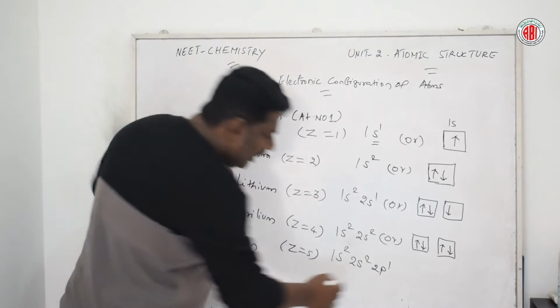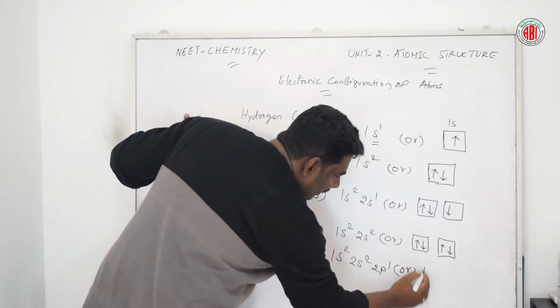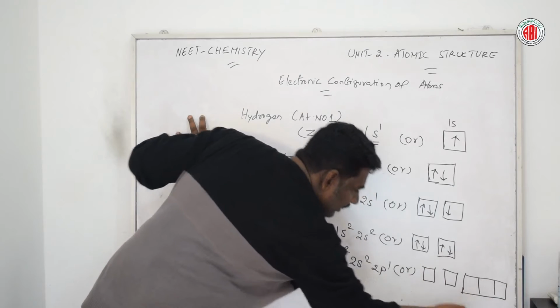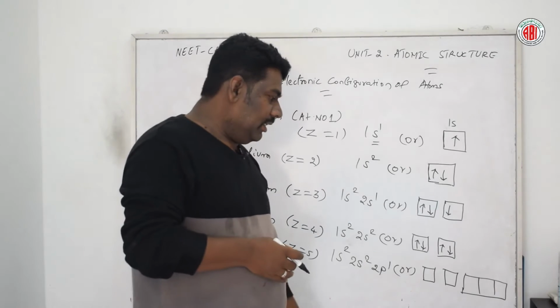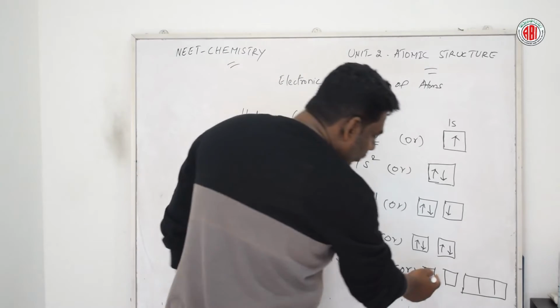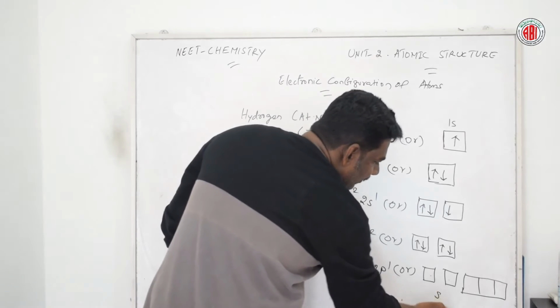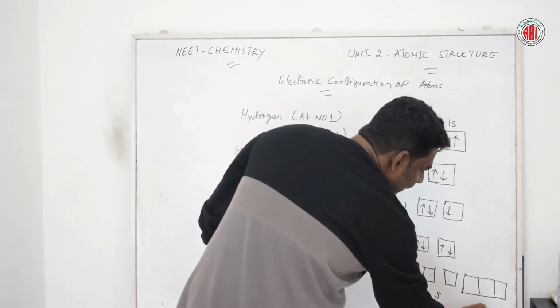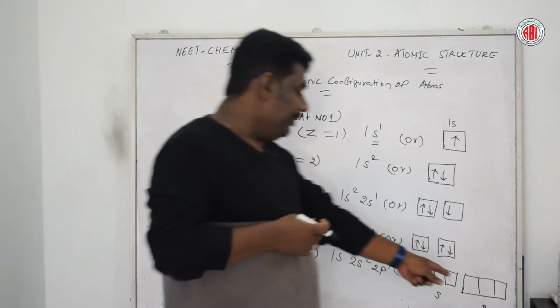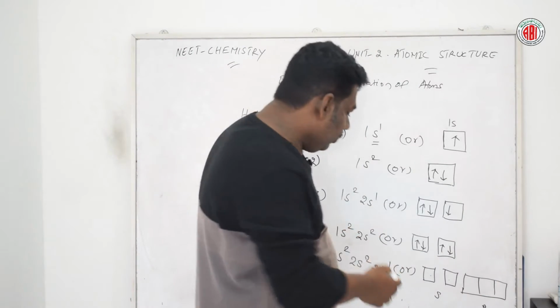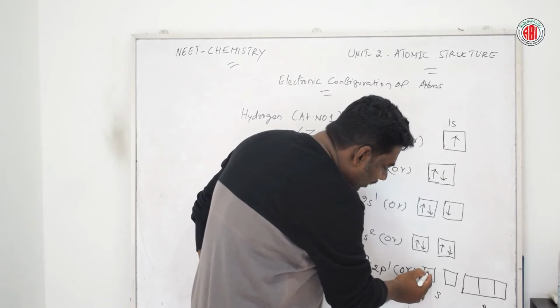This can also be written in the form of 3 boxes, where the third box is further divided into 3 boxes. These 2 represent the s orbitals and these 3 represent the p orbitals, where we can see p of x, p of y and p of z. So let us accommodate the total number of electrons in each.